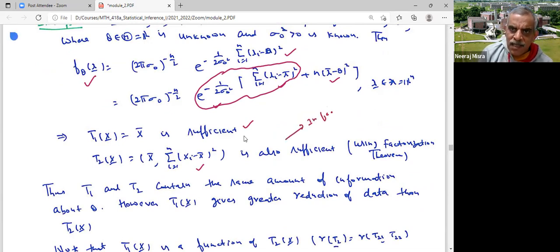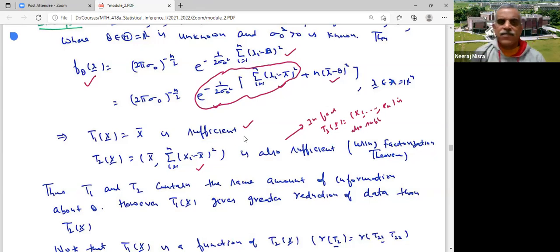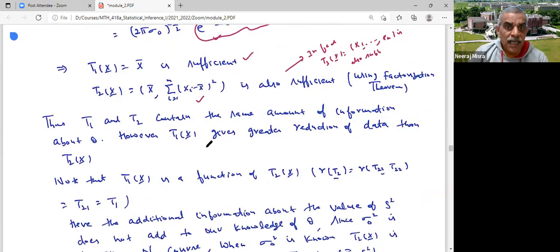In fact, T3(x), the whole sample, is also sufficient, because then I can write this as a function psi of theta and x1, x2, xn. So that is also sufficient. Thus T1 and T2 contain the same amount of information about theta. However, T1 gives greater reduction of data than T2.